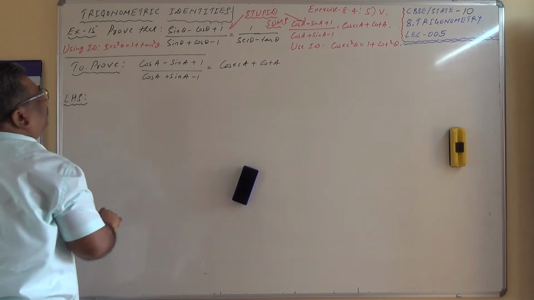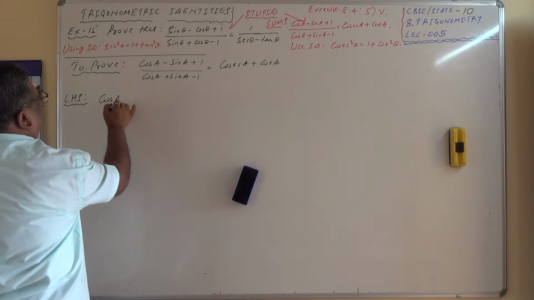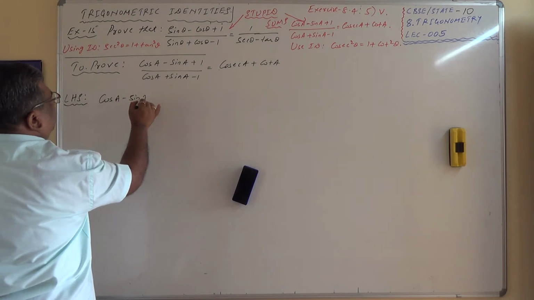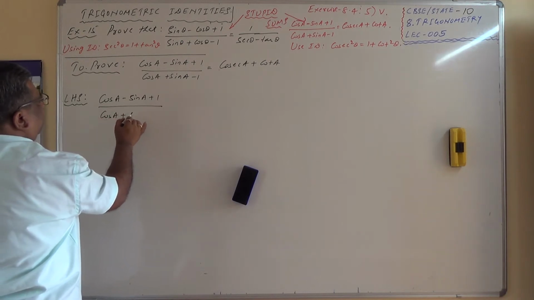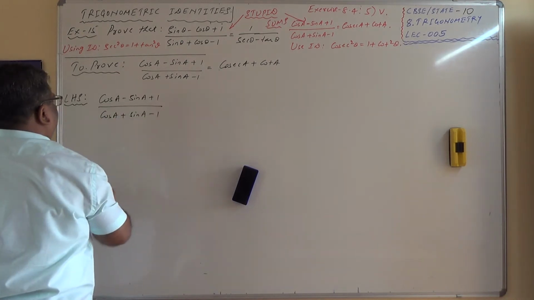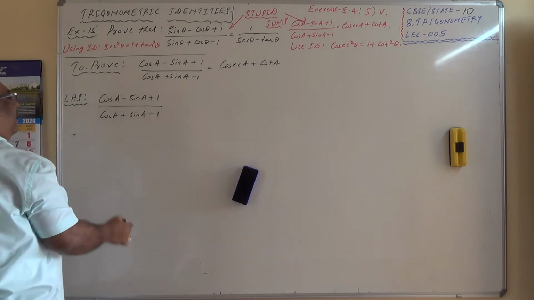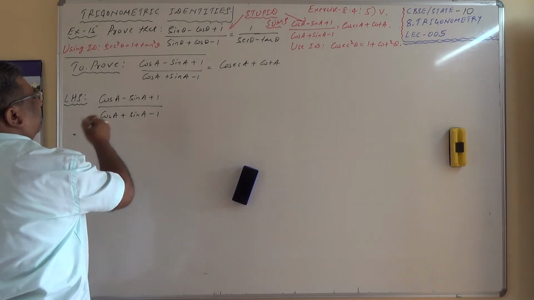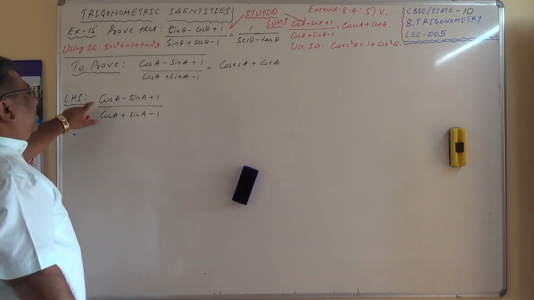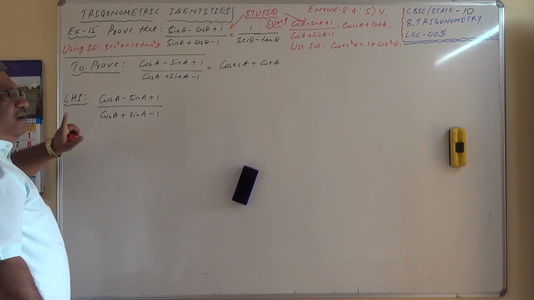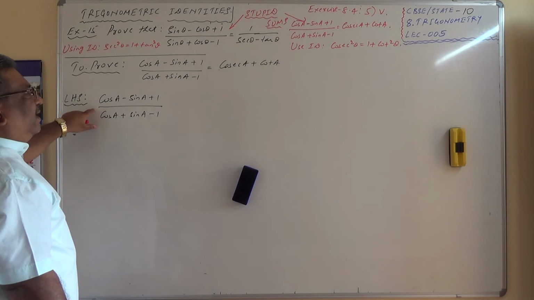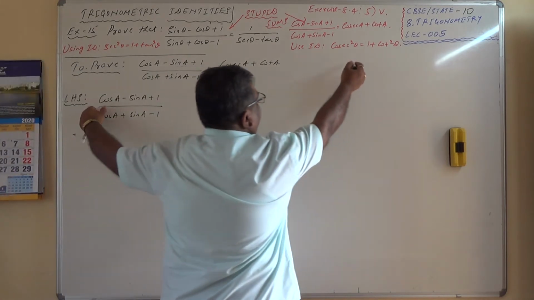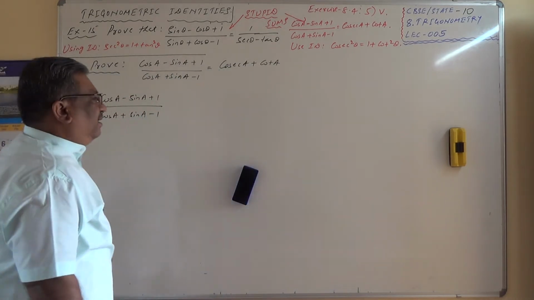I am taking now (cos A minus sin A plus 1) the whole divided by (cos A plus sin A minus 1). Dividing the whole thing by sin A, cos by sin I get cot, and I should be able to use cosec square theta equals 1 plus cot square theta, that particular identity.